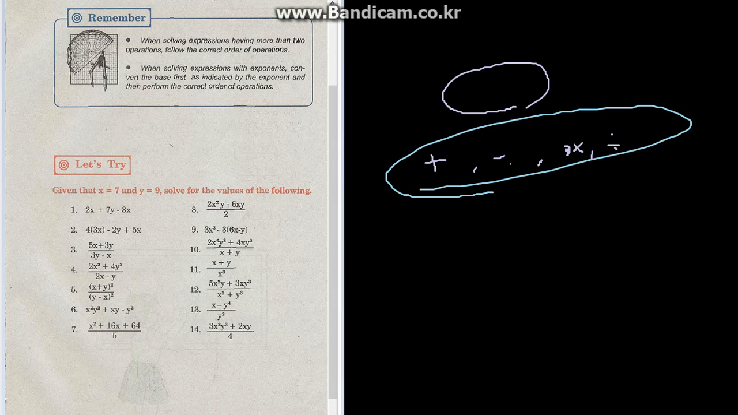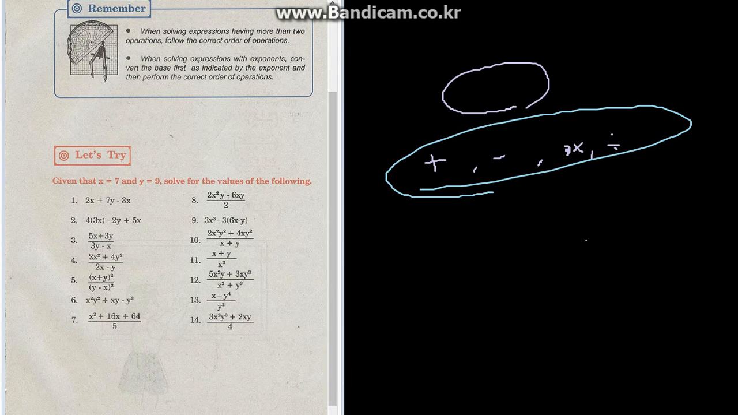So when we are solving expressions having more than two operations, we have to follow the correct order of operations, right? And when solving expressions with exponents, we have to convert the base first as indicated by the exponent, and then perform the correct order of operations. So we have learned about those things, and in the next part we are gonna try to solve some of the questions that have more than two operations.